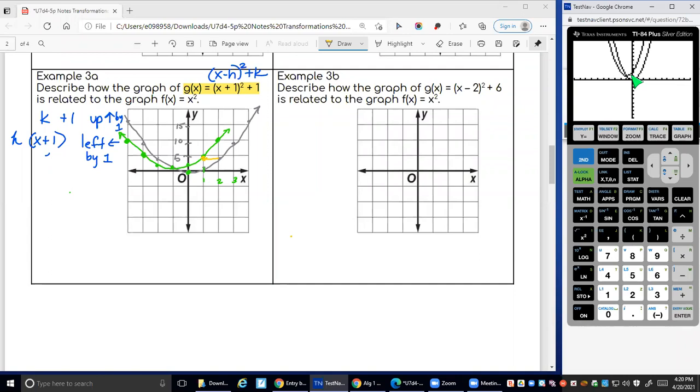I want y'all to go ahead and do 3B on your own, and then we'll look at it together. I don't know where you get 1 from.